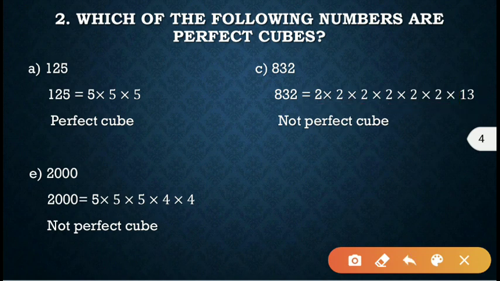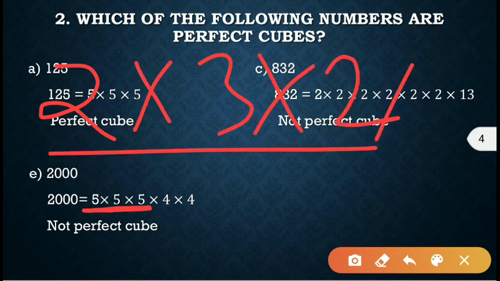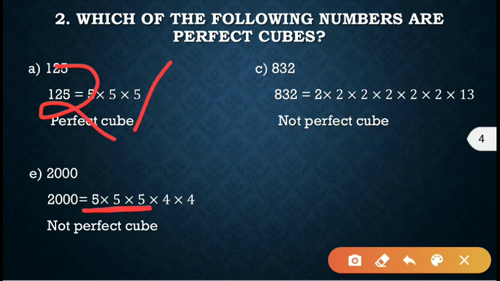Next is 2000. First of all, do a prime factorization of 2000, you will get this. Now start making the pairs. This will become one pair. Pair means the digits should be the same. We can't make a pair like 2 into 3 into 2. No, we can't make a pair. Pair means all the 3 digits should be the same.